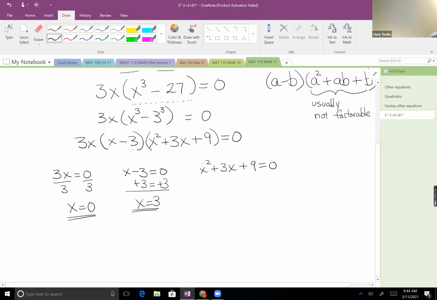This third one is second degree. So I might get 2 answers from this third factor. We already decided that it's probably not factorable. Since it's not factorable, we will probably either complete the square or use the quadratic formula. I'm thinking because that middle coefficient is odd, I'm probably going to use the quadratic formula to solve this.